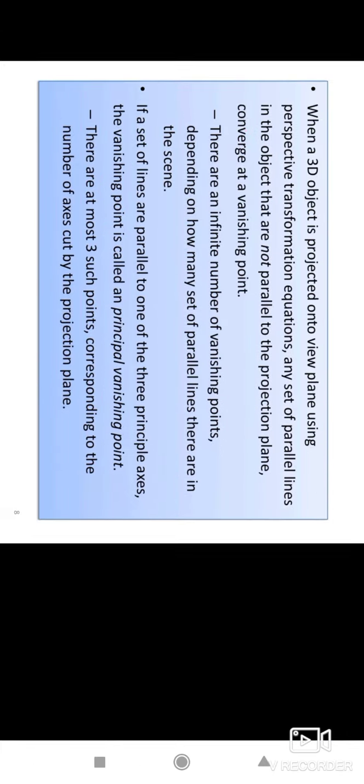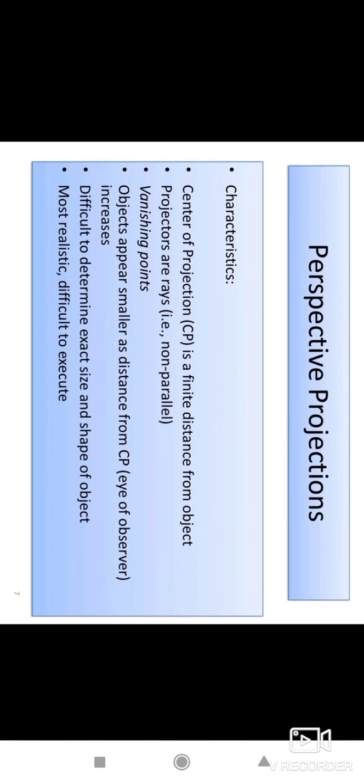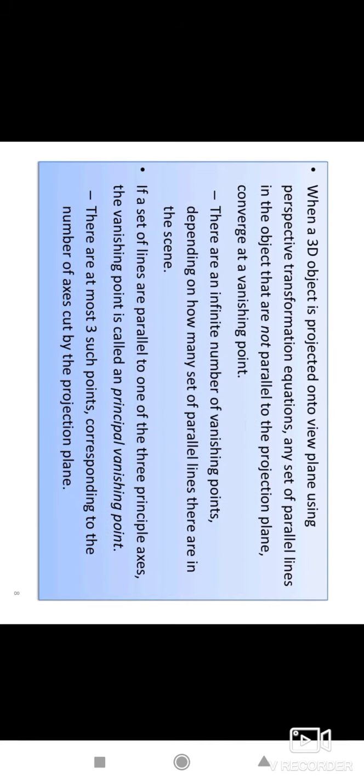So perspective projection, as I told earlier, it will give the more realistic view. Okay, and there we have the vanishing points. Vanishing point is the point at which the set of parallel lines in the object that are not parallel to the projection plane will converge at a point. That point is known as the vanishing point. Then the vanishing point which are parallel to one of the 3 principal axes, that vanishing point is known as principal vanishing point. According to the x-axis, y-axis and z-axis, we have a maximum of 3 such points.